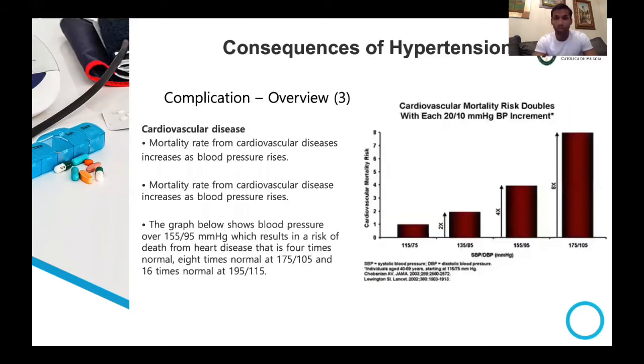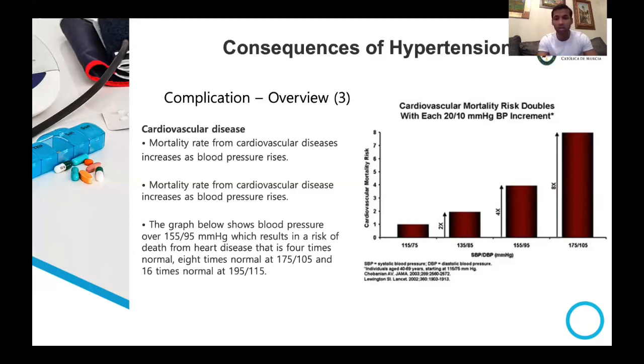Okay, so here we see the amount that the systolic blood pressure and the diastolic blood pressure have increased. Cardiovascular disease is one of the most common problems that we face after this. The mortality rate for cardiovascular diseases increases as the blood pressure rises. That's what I said: the mortality rate from cardiovascular diseases increases as blood pressure rises.